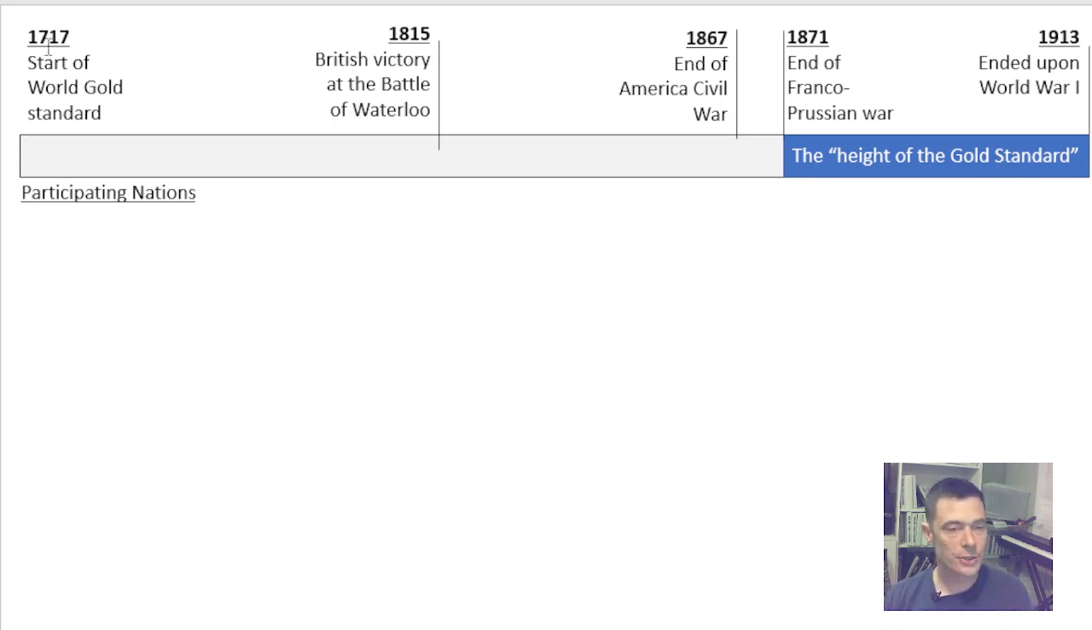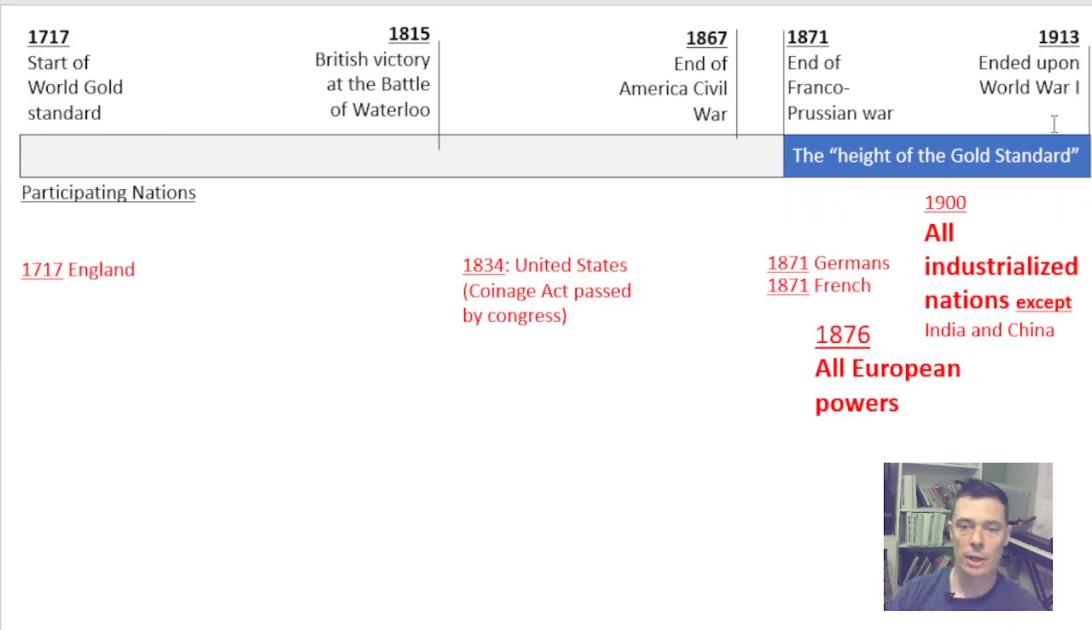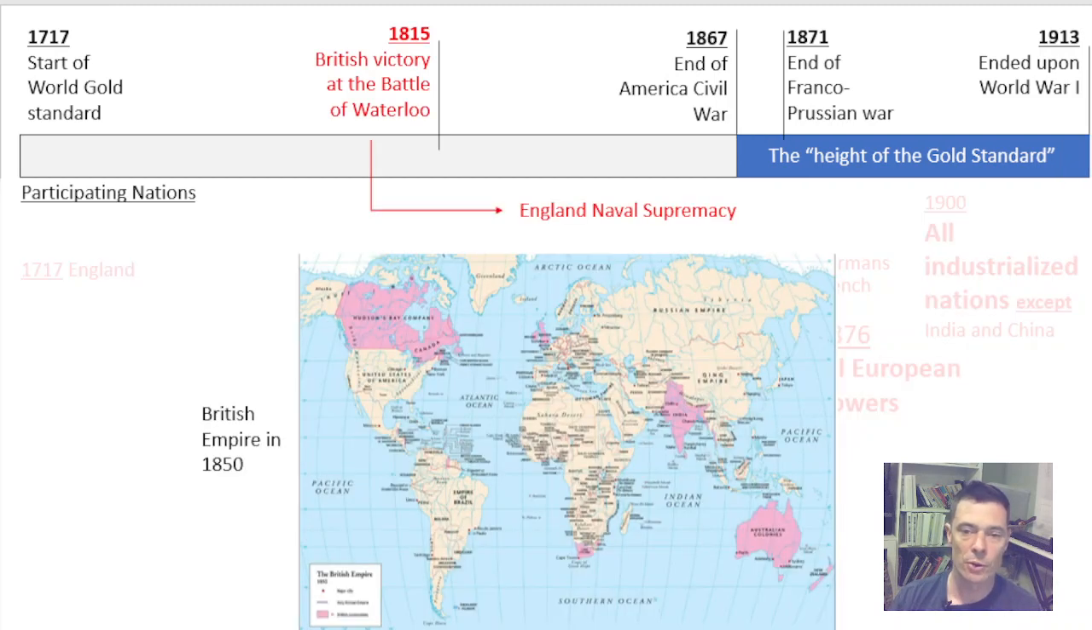The gold standard started in 1717, but really the height of the gold standard is considered to be during this period, and here's what I found. It was during this period that all the major industrialized nations of the world had joined the gold standard. And this may sound harsh, but there's also some truth to this: nations did not necessarily join purely on a voluntary basis.